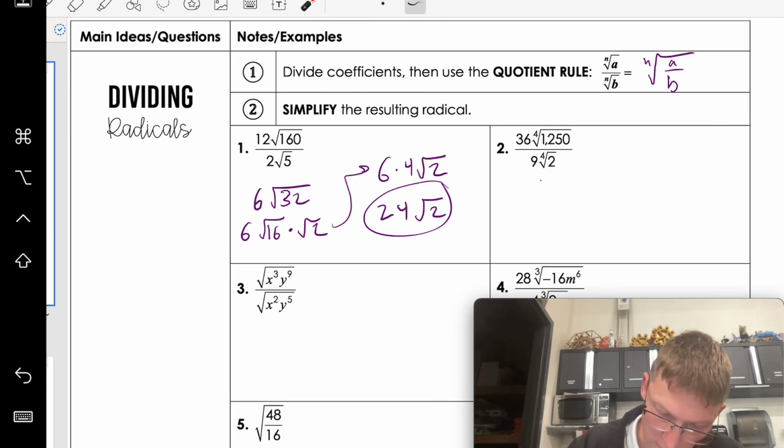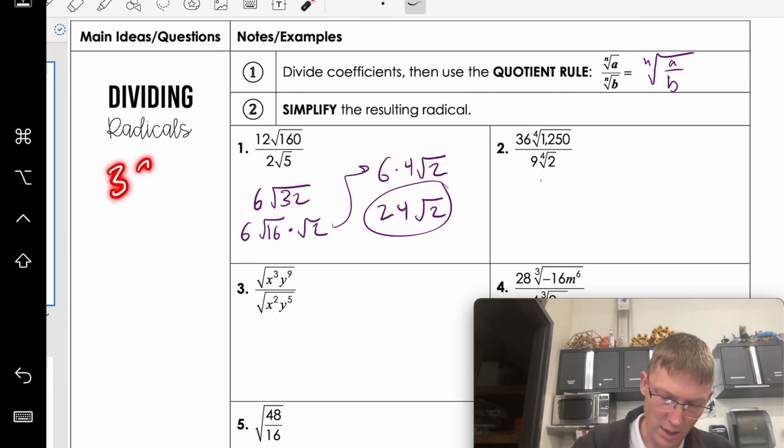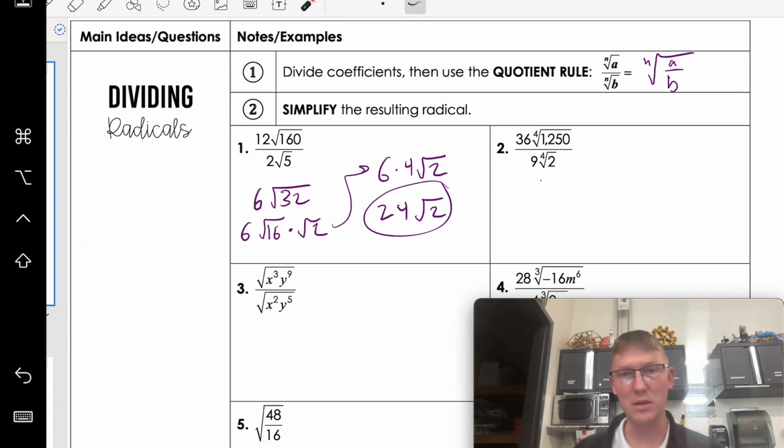Now again, if you did not see how I got to this part, this is where you're going to do that factor tree, where you're going to do 32 divided by 2, and that's 16, and so on and so forth, and then you're going to pick the pairs that are going to come out.